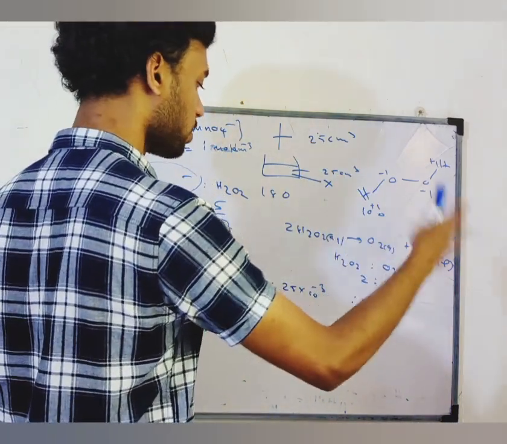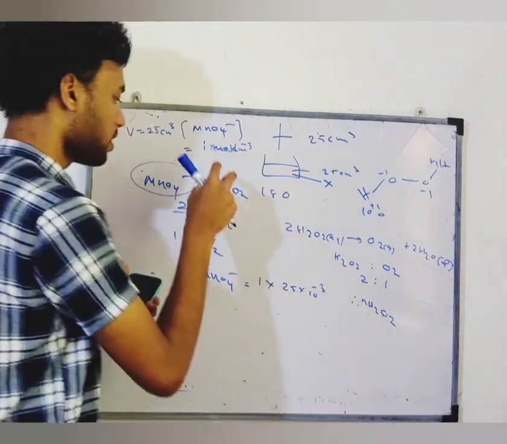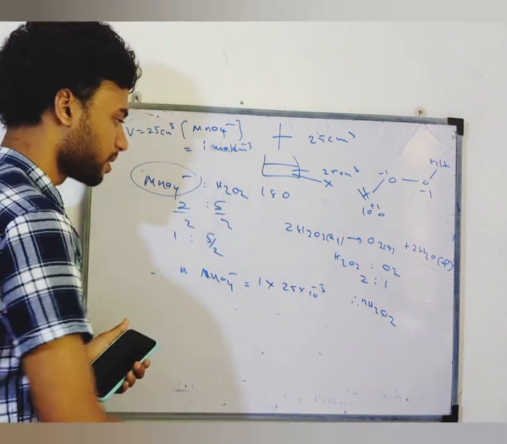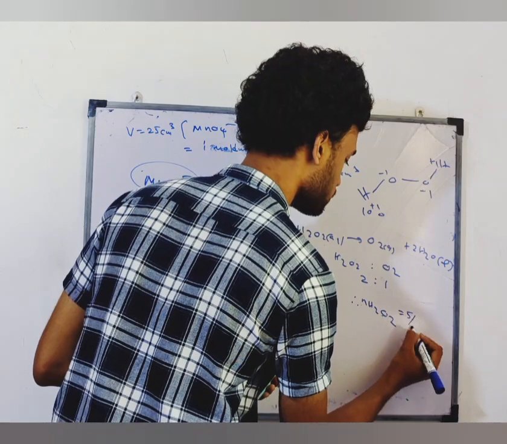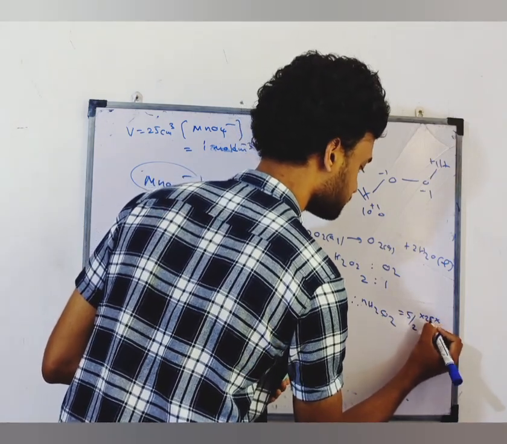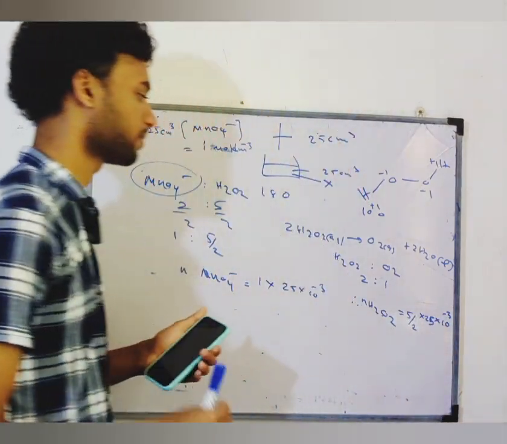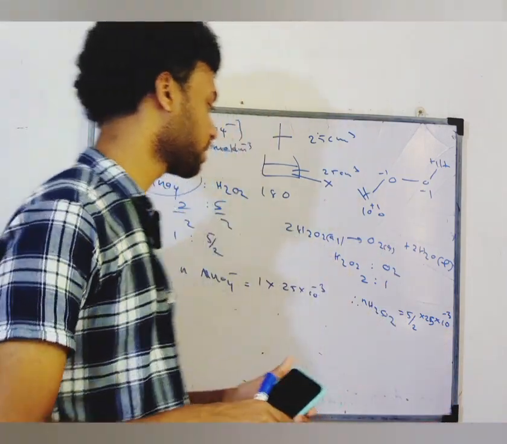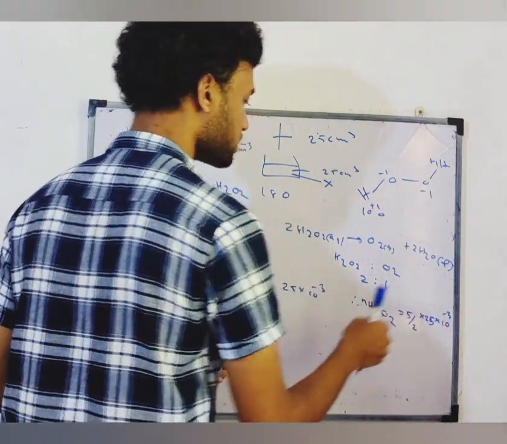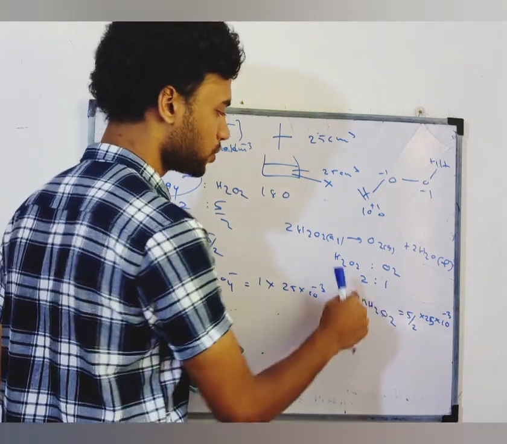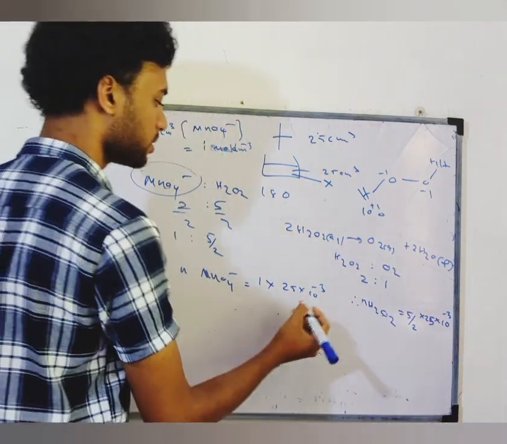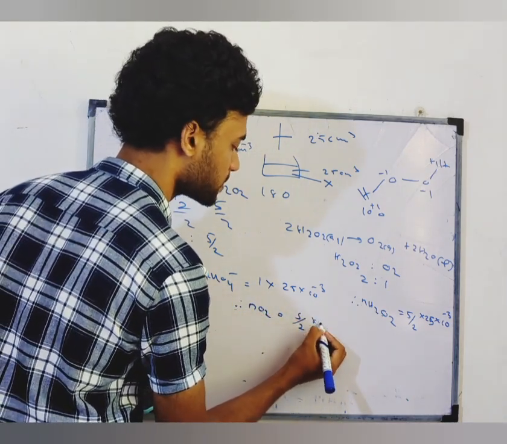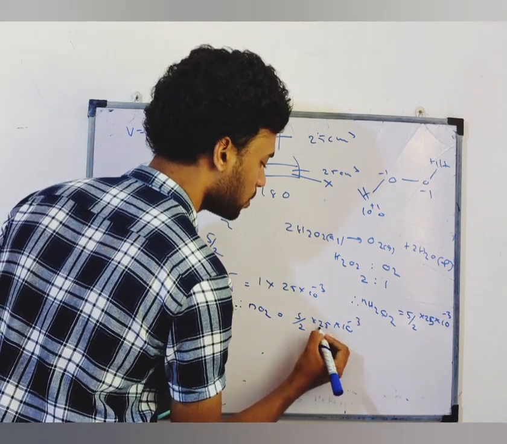So in 25 cm³, I can find the amount of H2O2. It's going to be 5/2 times the MnO4⁻, no? Because 1:5/2. Then 5/2 times that gives you 5/2 times 25 times 10⁻³. I'm not going to simplify now itself. Then the number of oxygen moles is going to be half of it, no? 2:1 means 1:2, right? Therefore, nO2 is equal to 5/2 times 25 times 10⁻³ divided by 2.